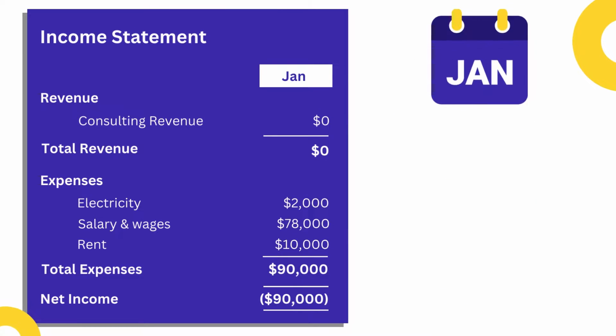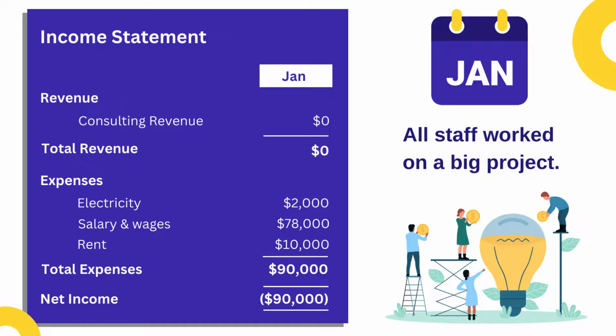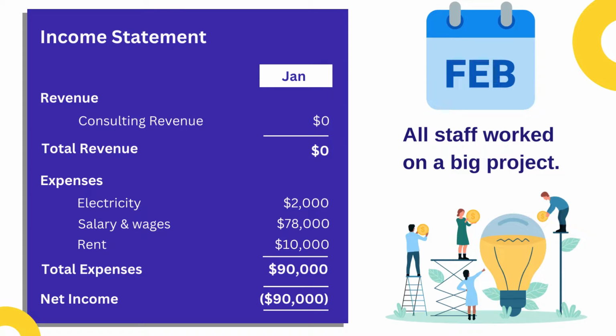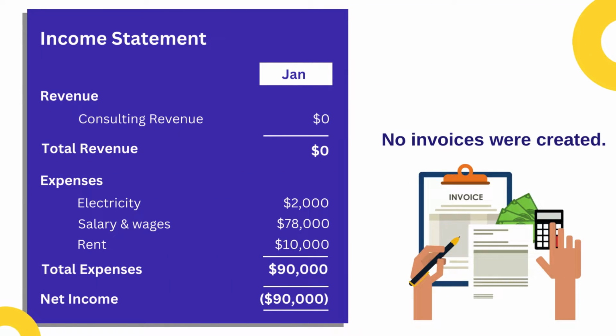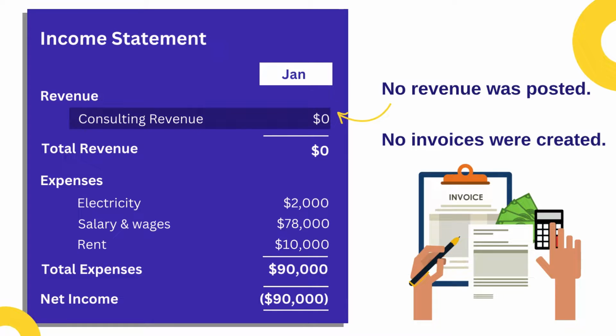But what actually happened in January is that all of the business's consultants worked on a big project that won't be invoiced until February. So because no invoices were created in the accounting system in January for any consulting work done, no earnings were posted to the consulting revenue account for that month.